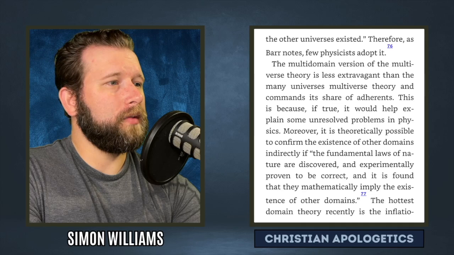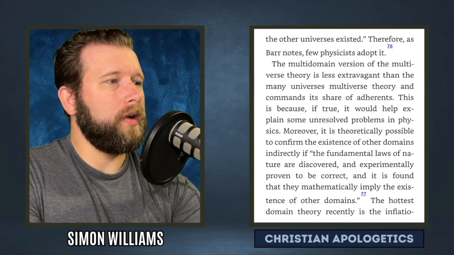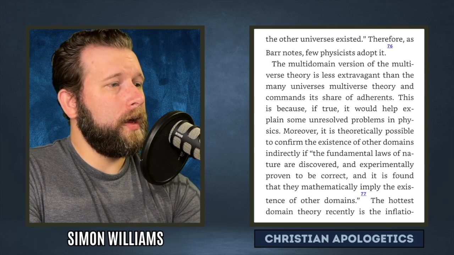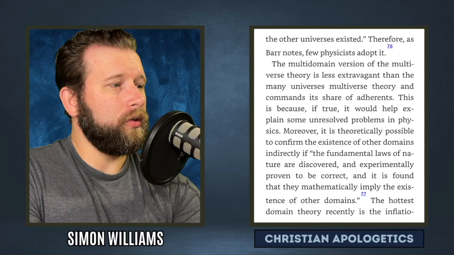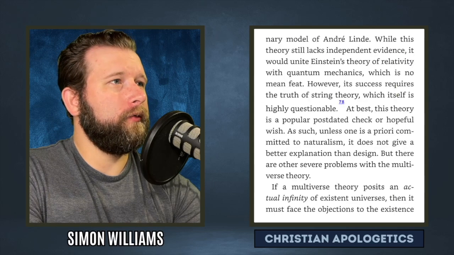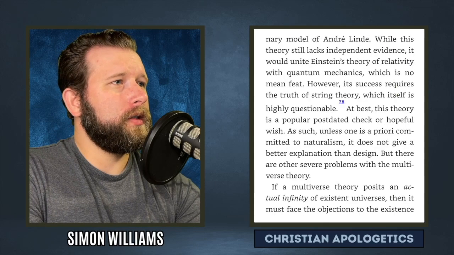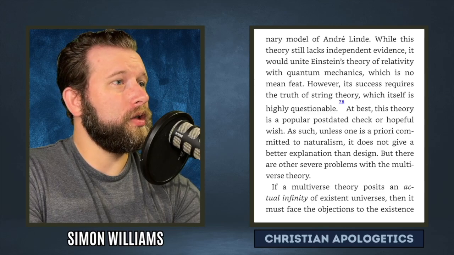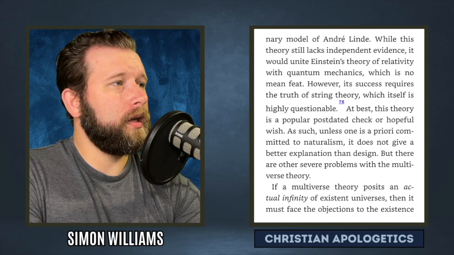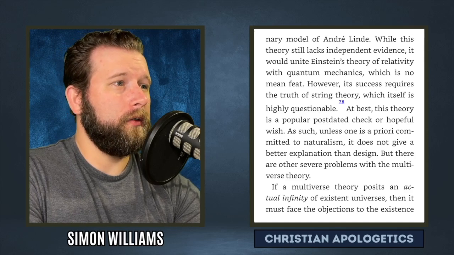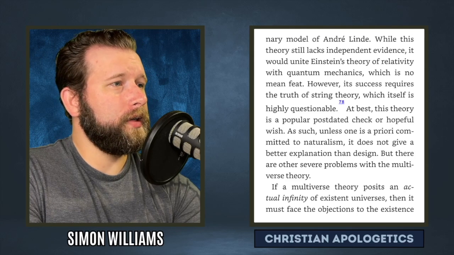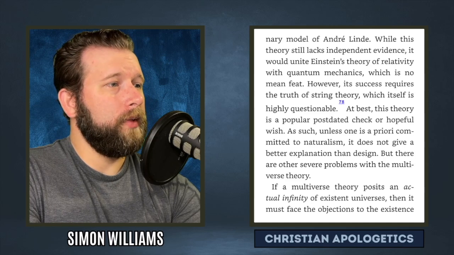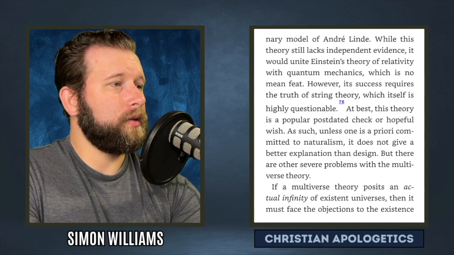Moreover, it is theoretically possible to confirm the existence of other domains indirectly if the fundamental laws of nature are discovered and experimentally proven to be correct, and it is found that they mathematically imply the existence of other domains. The hottest domain theory recently is the inflationary model by Andrei Linde. While this theory still lacks independent evidence, it would unite Einstein's theory of relativity with quantum mechanics, which is no mean feat. However, its success requires the truth of string theory, which itself is highly questionable. At best, this theory is a popular post-dated check or hopeful wish. As such, unless one is a priori committed to naturalism, it does not give a better explanation than design.